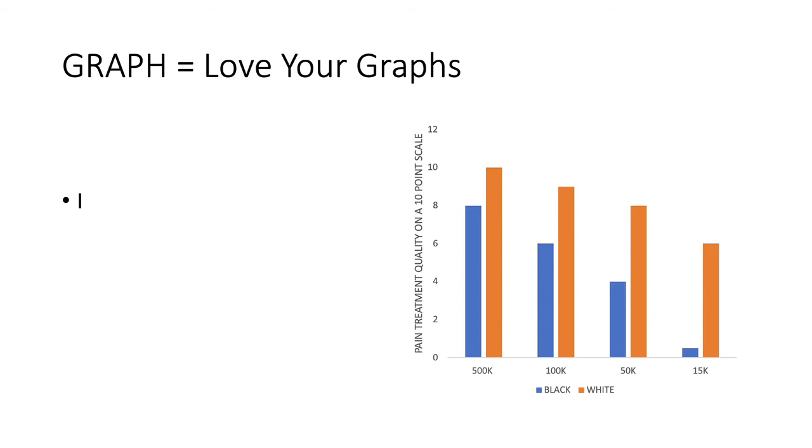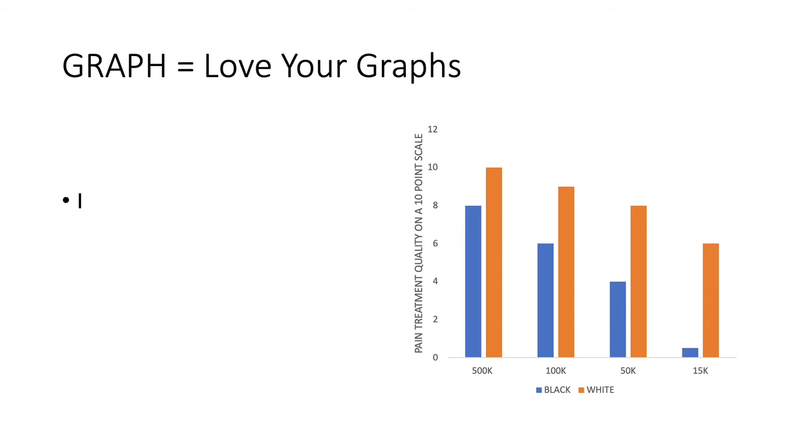So here we go. Here's a factorial data. Look at it. Spend some time with it. What's going on here is you have race of patients, you have patient income, and you have quality of pain treatment they received. What do you notice? Let's look at this together.